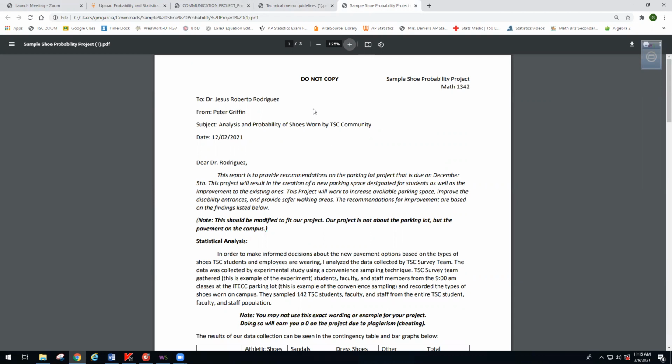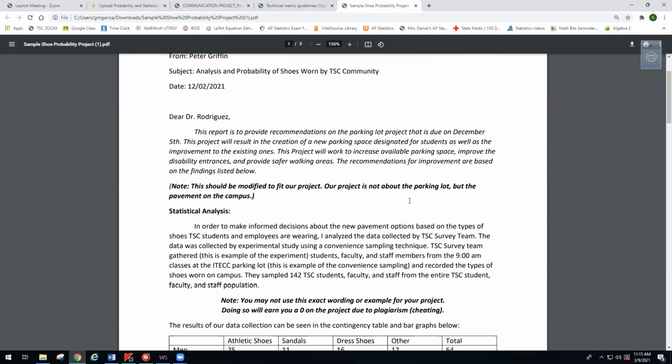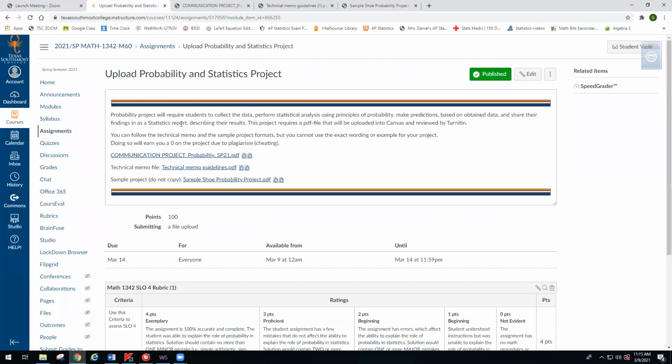Okay, because this project right here has to do with the pavement. This semester has to do with the shoes. So you're going to have to make some modifications when you're typing. You cannot just cut and paste, because this has to do with the parking lot pavements that they created, and we are going to be working with shoes that people wear in order to make the pavement of the parking lot. Okay, so the first thing that we're going to do, again, you need to make sure you download these here. We're going to go ahead and read the communications project.